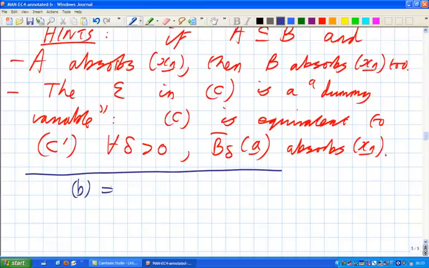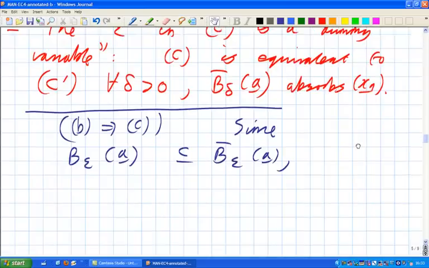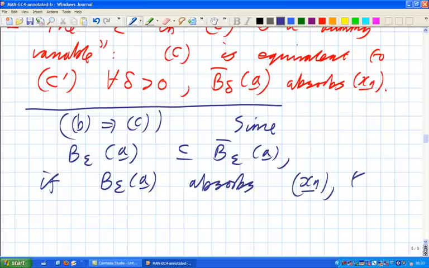So we've got B implies C. Since the open ball is always contained in the closed ball, if the open ball absorbs a sequence, then so does the closed ball. And B implies C is immediate from that.